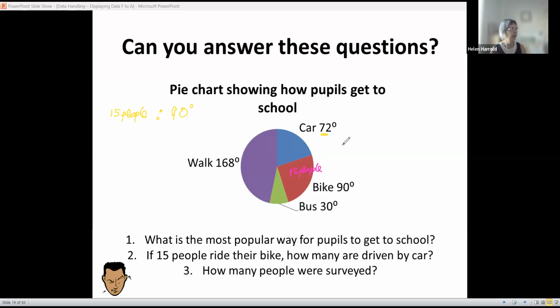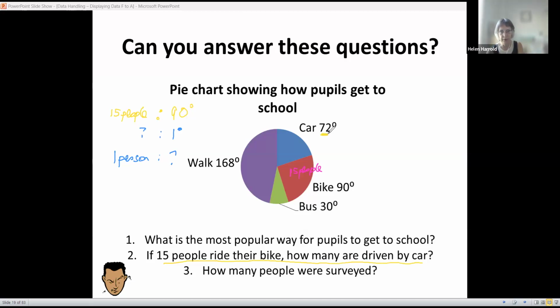Why 90 divided by 50? Yeah, that's right. So what I've got, I know that 15 people is 90 degrees, because that's what it's telling me. So then I've got to do one of two things. I've either got to find out what 1 degree is, or I've got to find out how many one person is. So I've got to do one or the other.